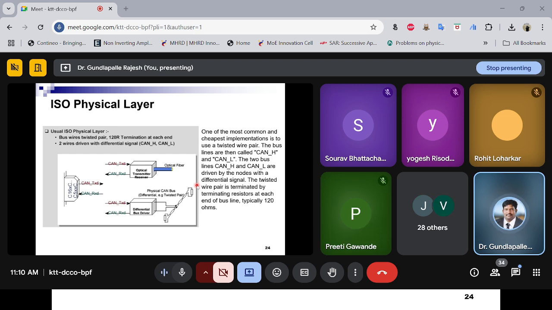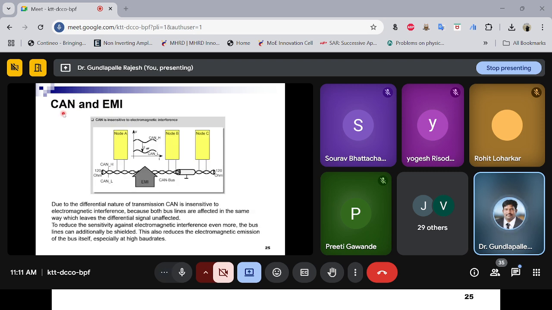In the twisted pair we will be having two buses: one is CAN bus high, the other CAN bus low. These two buses are driven by the nodes with different signals. The impedance that is maintained for this twisted pair will be 120 ohms. Whenever this 120 ohms is varied, there comes a condition called impedance mismatch.